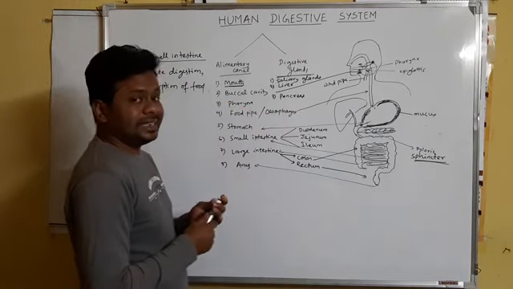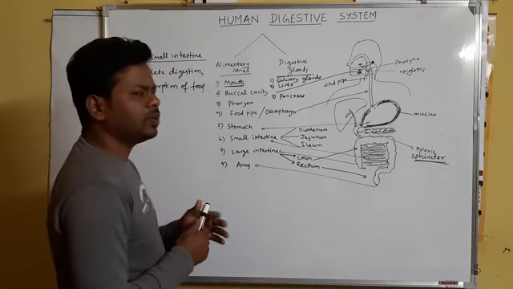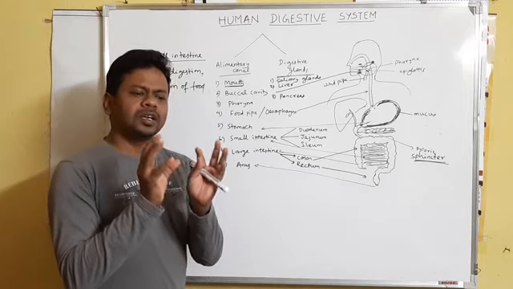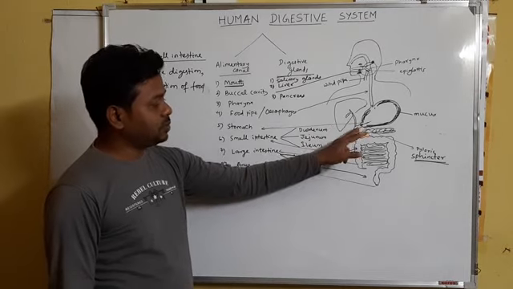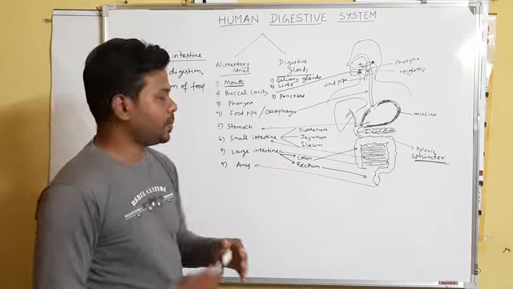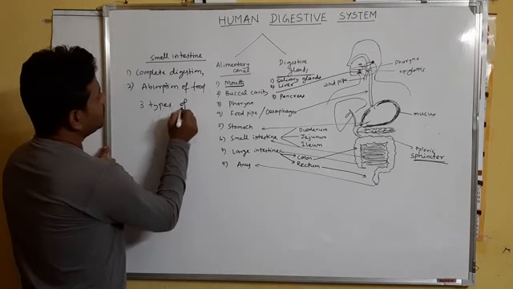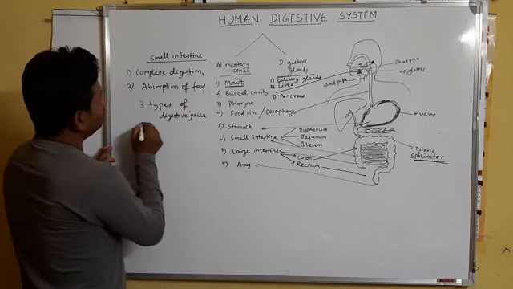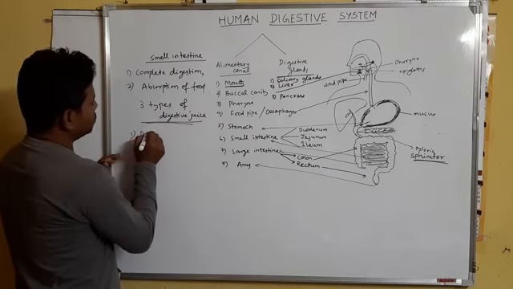three types of digestive juice are present in the small intestine. Digestive juice means some liquid which helps in digestion. So three different digestive juices come to the small intestine to complete the digestion of food. What are the three types of digestive juices? The first one is bile juice.